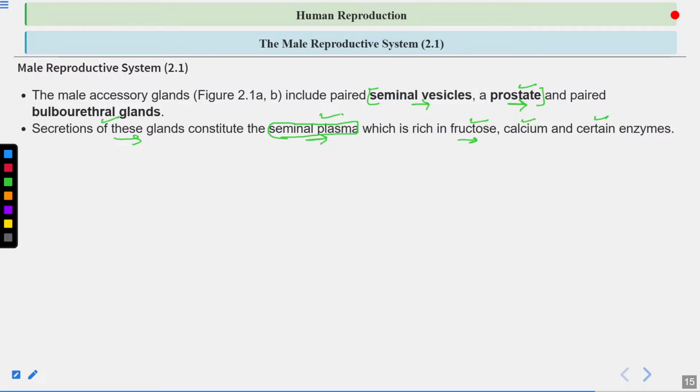Then what is the function of bulbourethral gland? So it lubricates the urethra. This is the first role. Bulbourethral gland lubricates the urethra, and it also neutralizes the urethra. So it neutralizes any residual acid in the urethra from the urination. So urine is acidic, so it neutralizes the acidity of the urine. Bulbourethral gland is very important for maintaining the sperm viability.